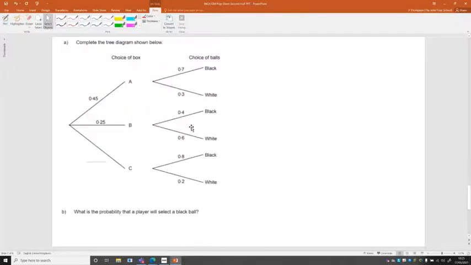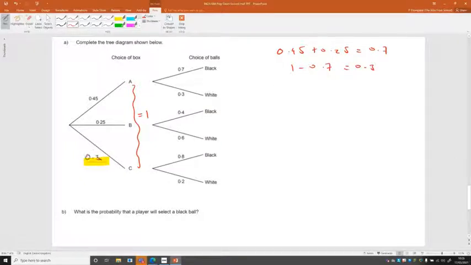I'm going to go on with the question. Complete the tree diagram shown below. Actually this is super easy, because there's only one missing branch here. We know that at every stage of the tree, each complete set of branches must equal 1. So if you do 0.45 plus 0.25, I believe you get 0.7. Take it off 1, and you get 0.3. That's easy. They have to make 1. That's too easy.